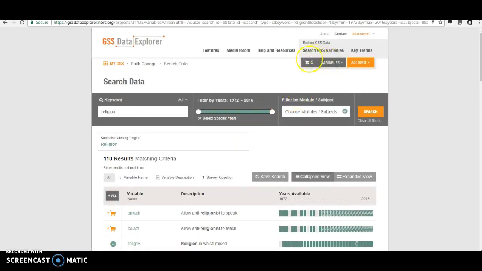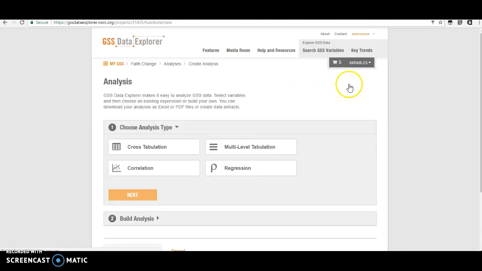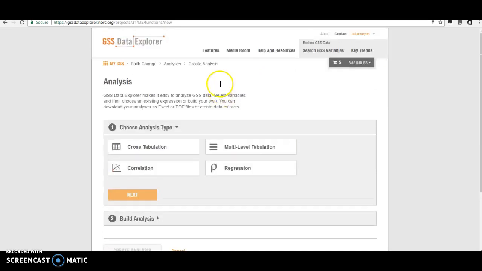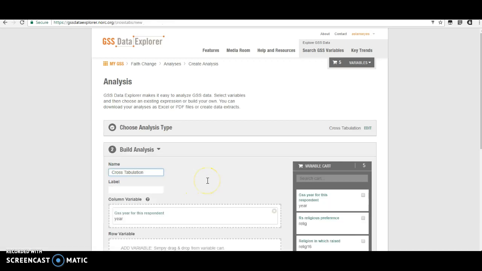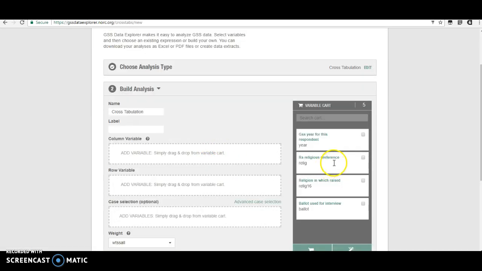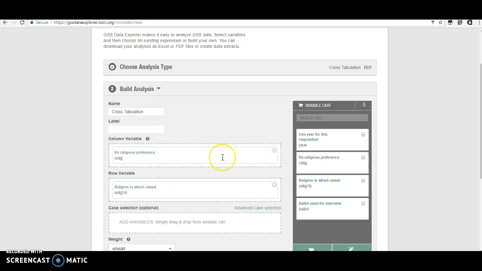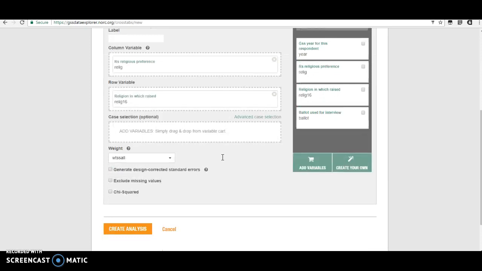Once you get the ones you want, they'll show up in your cart. You go to Actions, Analyze Data, and I think you might need to get at least a guest account to do that Analyze Data. It's free. And then we're going to do a crosstab. Okay, the religion in which people grew up, let's have that on the left side of our chart. And then the religion that people are using now, let's put that as the column variable.